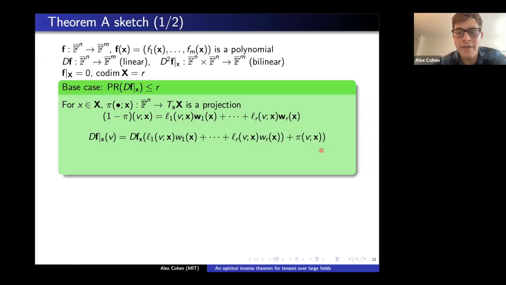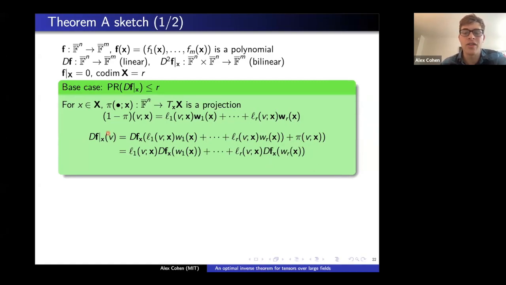And the derivative of f, I'm just writing the vector v in this funny way in terms of the projection pi and these linear forms. But because pi of x is in the tangent space, the derivative of f vanishes on a vector in the tangent space, essentially by the definition of the tangent space, where the tangent space is the kernel of all the defining vectors of the field.